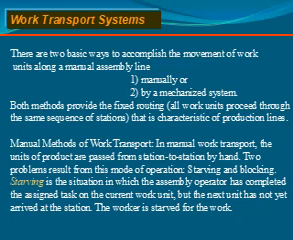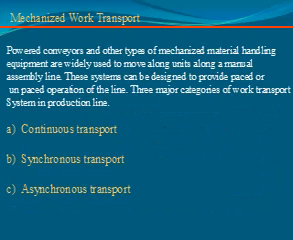So, work transport system. There are two basic ways to accomplish the movement of work along the manual assembly line: manual or mechanized systems. So, mechanized work transport. Powered conveyors and other types of mechanized material handling equipment are widely used to move work units along a manual assembly line. These systems can be designed to provide batched or unbatched operation of the line.